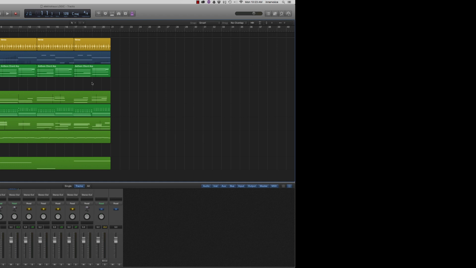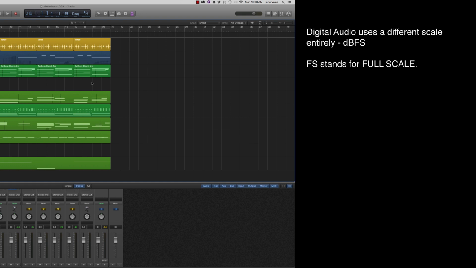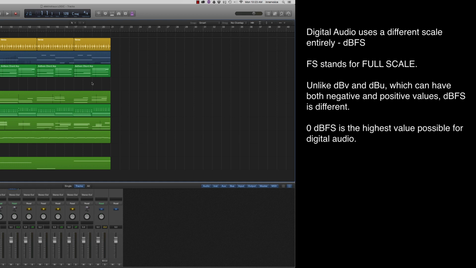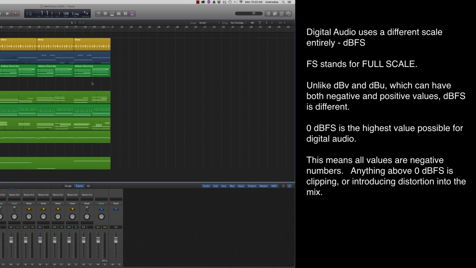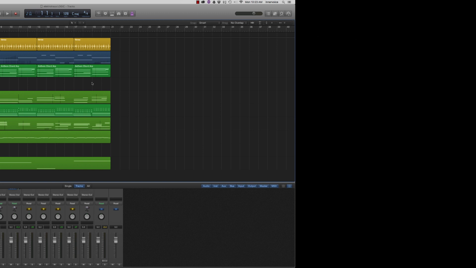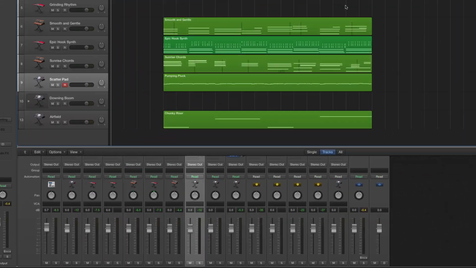When we talk about digital gear, we're talking about dBFS, which stands for dB full scale. FS is an interesting one because it starts at the top, which is zero, and then all measurements in digital audio are negative numbers. And we can never ever cross that zero threshold, because if we do, we get digital distortion or clipping instantly. So it's a totally different way of looking at it.